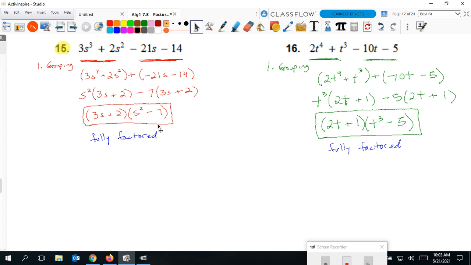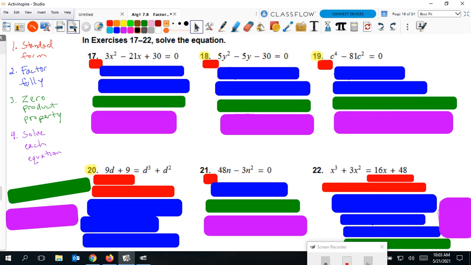Alright, so number 17, and then going on to our last section here for this lesson, 17 to 22. It says we're going to solve the equation. So now what we have is an equal sign in our problem. It's not just an expression, it's now an equation. When there's no equal sign, we call it an expression, and we can factor expressions. But when it's an equation, we can solve it by factoring, and so that's what we're going to do here.